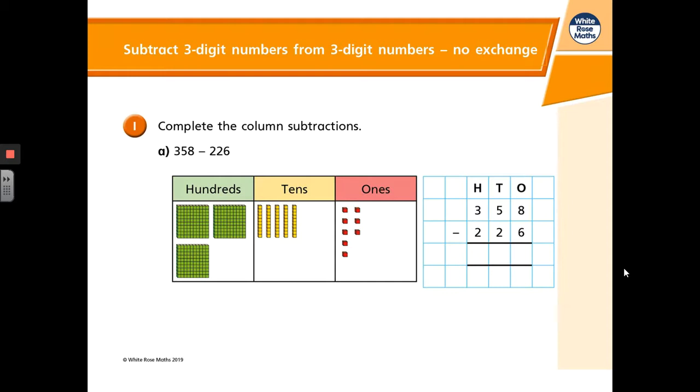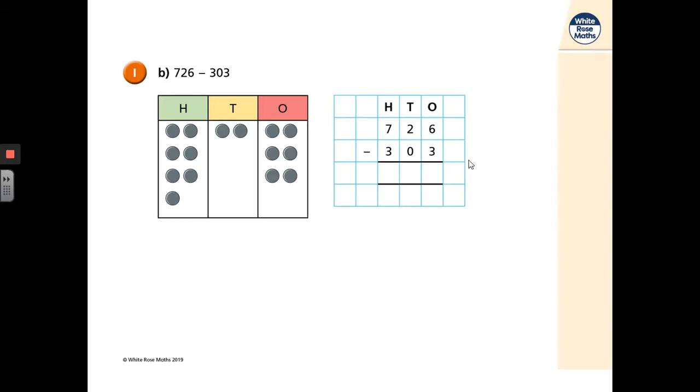So the first question says complete the column subtractions. So you have got your place value chart to help you if you need it, but most of you should be okay by now. And here is your first question. So you've got 358 subtract 226. For B, you've got 726 subtract 303.